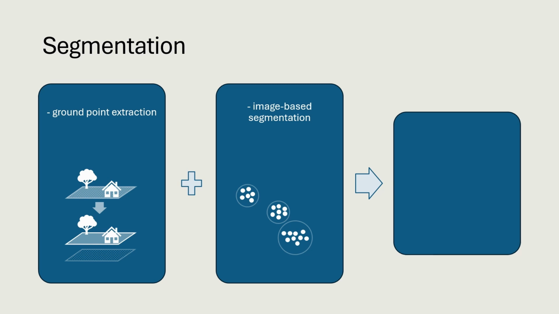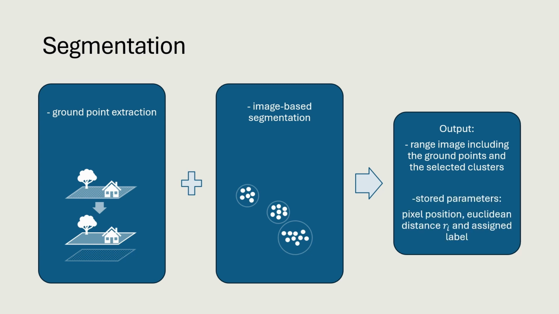Therefore, only points representing large objects, which can be used for reliable feature extraction, and the previously extracted ground points are preserved and saved in the output range image. Besides the Euclidean distance Ri, the assigned label is also memorized. It denotes for every pixel if the saved point is part of the segmented cluster or part of the ground. This will be relevant in the following step, the feature extraction. In the following, we use the terms point cloud and range image interchangeably. In this context, they only address the internal representation and do not affect the actual data processing.